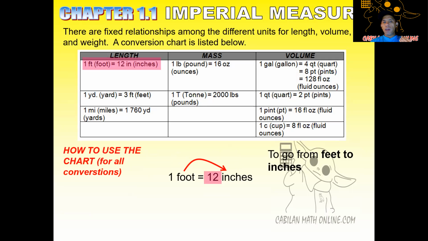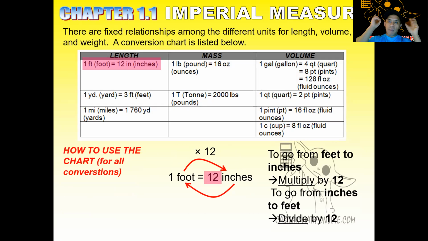So when I'm going, for example, something like this, from feet to inches, I would take the number of feet and then multiply it by 12. So that's if I'm going from feet to inches. Now, if I'm given a certain number of inches and I want to change it into feet, I would take the number of inches and then divide it by 12.